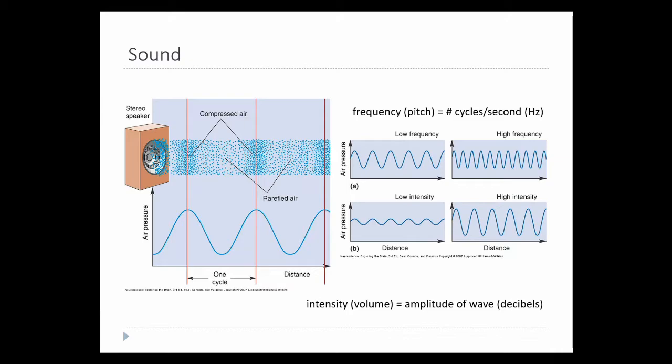And then a sound wave also has an intensity, which is just the amplitude of this wave, meaning the difference in pressure between the regions of compressed air and the regions of rarefied air. The louder the sound, the higher the intensity, and so the greater the difference there is between the rarefied and compressed regions. And we measure intensity of a sound as volume, and the units for that are decibels.